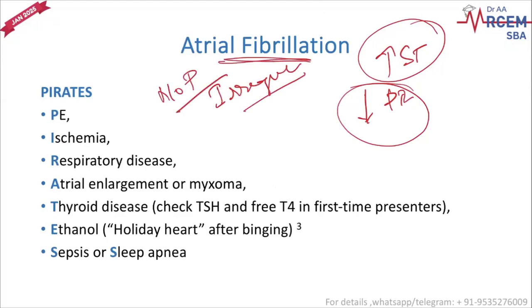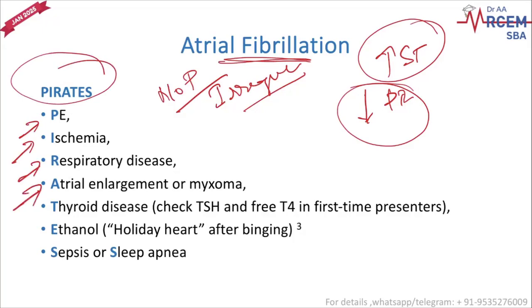What are the causes for atrial fibrillation? There are various causes. It can be idiopathic, but there might be an underlying cause. The underlying causes can be remembered with the mnemonic PIRATES, where P stands for pulmonary emboli, I stands for ischemia, myocardial ischemia I'm talking about. R stands for respiratory diseases. It can be any infections like pneumonia, or ARDS.